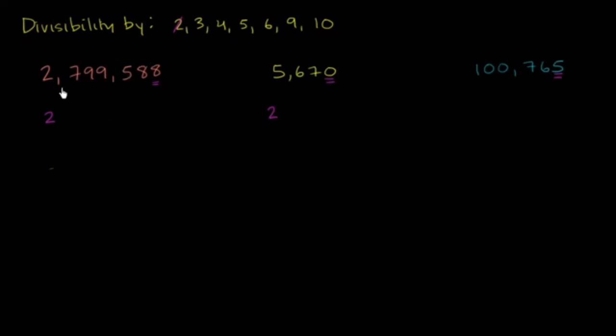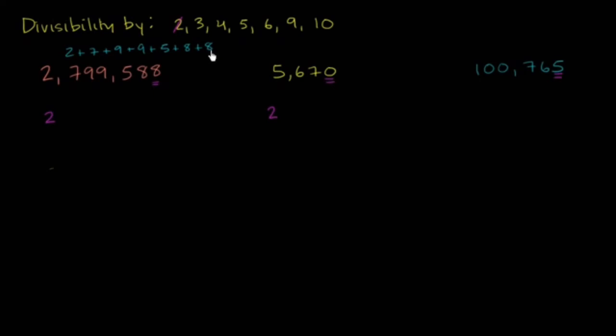To figure out if you're divisible by 3, you really just have to add up all the digits and figure out if the sum is divisible by 3. So let's do that. If I do 2 plus 7 plus 9, actually let me just write it out. Plus 9 plus 5 plus 8 plus 8. What's this going to be equal to? 2 plus 7 is 9. 9 plus 9 is 18. Plus 9 is 27. Plus 5 is 32. Plus 8 is 40, plus 8 is 48.